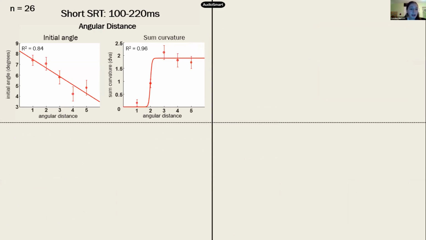So looking at short reaction times, we see that as angular distance increases, the initial angle decreases, whereas sum curvature increases and then plateaus around angular distance 3. Both these effects are significant, and it's indicative of not having enough time to inhibit the distractor. And so we get that the saccade angles itself at the average of the object locations, and then curves when both objects are far enough away from each other to cause competition for your attention.